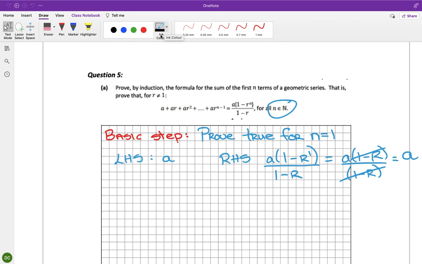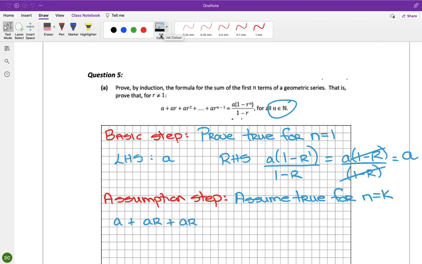Basic step. Next one is the assumption step. This is where we assume it's true for n equal to k. So we assume it's true for n equal to k. So a plus ar plus ar squared, up to ar to the k minus 1, equals a times 1 minus r to the k over 1 minus r.